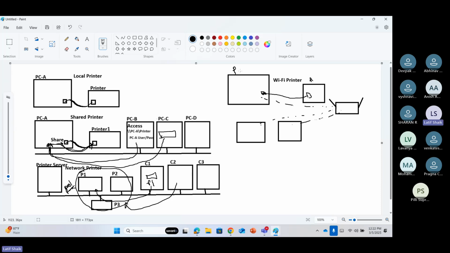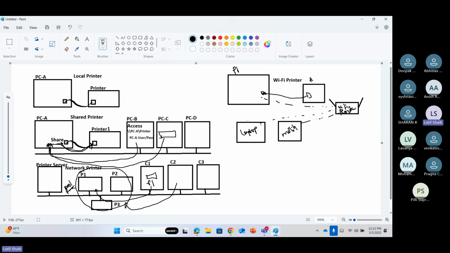This is the printer. This is a Wi-Fi printer. This is my laptop. This is my mobile phone. I can take a print wirelessly using the Wi-Fi router. Next, in newer printers, direct printing, Wi-Fi Direct or Wi-Fi hotspots. You can use a hotspot from mobile hotspots. Using that, you can share your network to the printer and connect it.